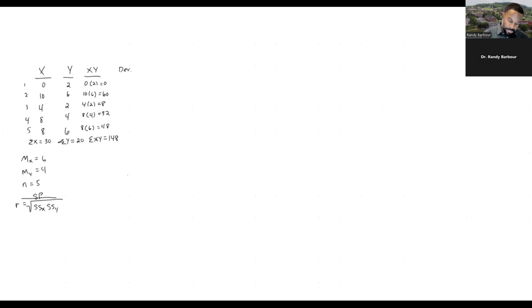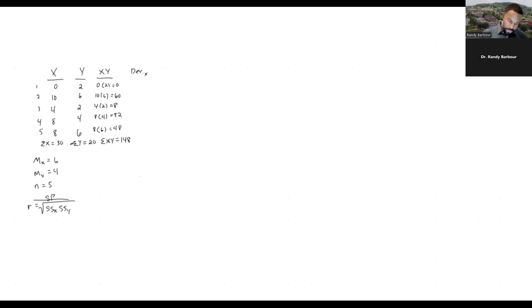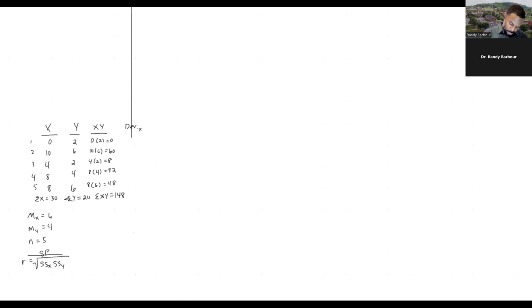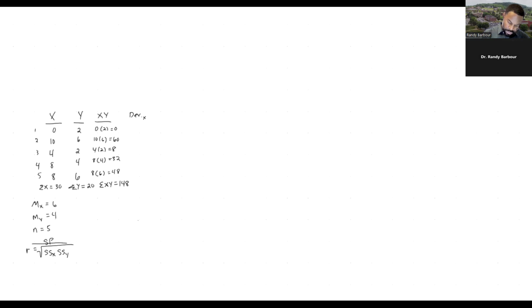So the deviation for X. Again, we got a mean of 6 here. So 0 minus 6 is negative 6. 10 minus 6 is 4. Then negative 2, 2, and then 2.